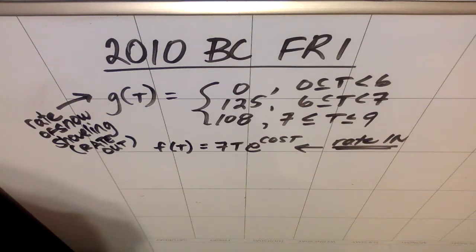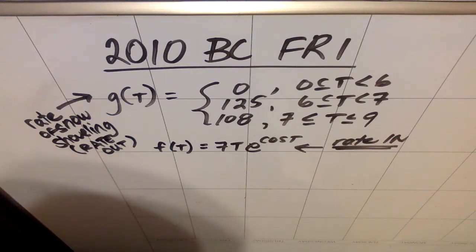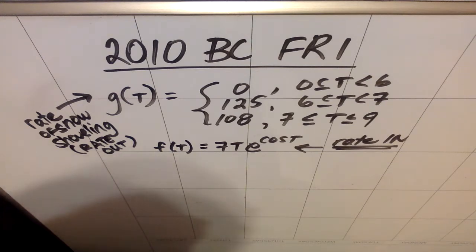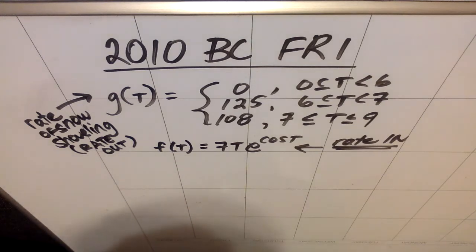Right, so this is some more AP review. I received a request to go over the 2010 BC Free Response 1. Specifically, I received a request to go over Part C, which is required to do Part D, but I figured we might as well bust the whole thing out anyway.